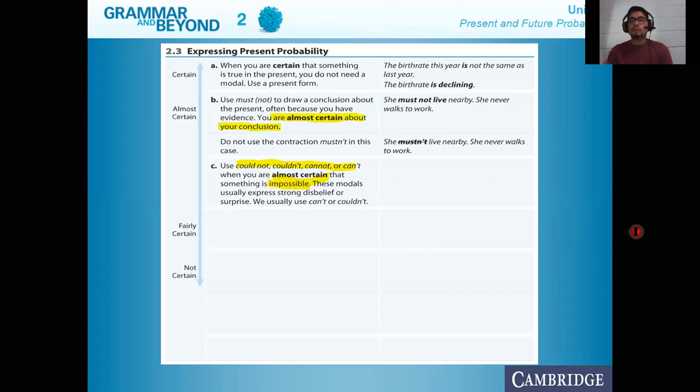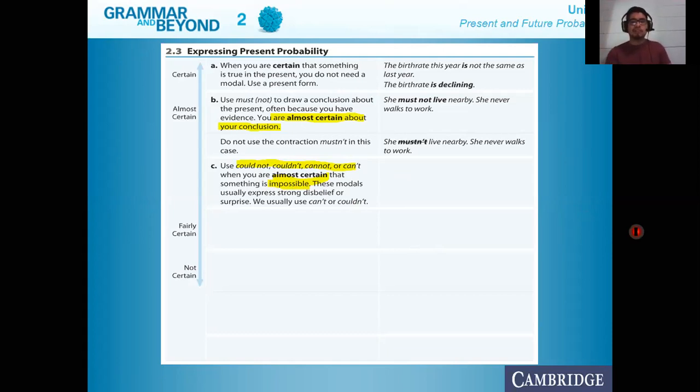Why is something impossible? What I'm telling you is something that is totally not possible in real life, okay? Something that is not possible to happen whatsoever. So for example, the example that I gave you at the beginning: it cannot rain upside down. That is impossible. It is almost certain that it cannot happen.